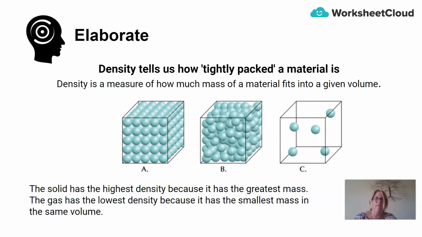So A, we have a solid, B, we have a liquid, and C, we have a gas. The solid is going to have a higher density because it has a greater mass. The gas is going to have the lowest density because it has the smallest mass, but within the same volume. You will notice the volume of the cubes we have kept the same, but how many particles we find in that volume differs.